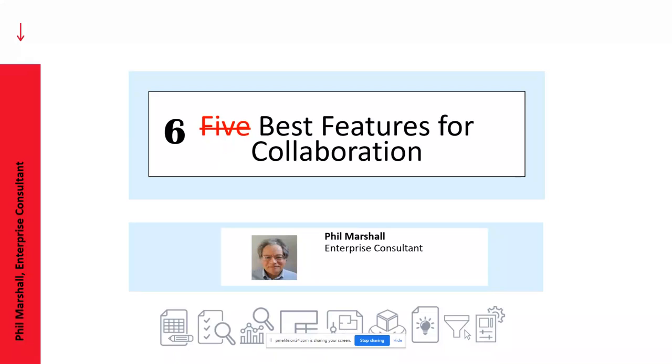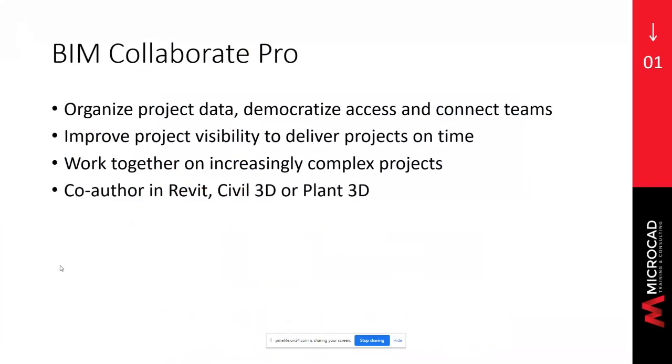So I'm going to go through these, and all of them, of course, relate to BIM Collaborate Pro, which is the Autodesk product that allows collaboration on the project. BIM Collaborate Pro is the tool that gives you a data platform to share amongst all of the project people on the project. That allows you to democratize access so everyone has access. Most importantly, it's the single source of information for everyone.